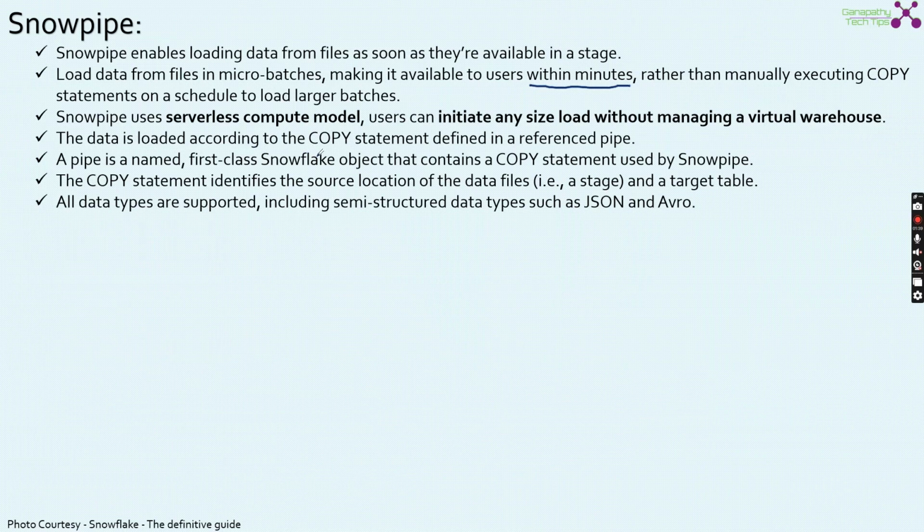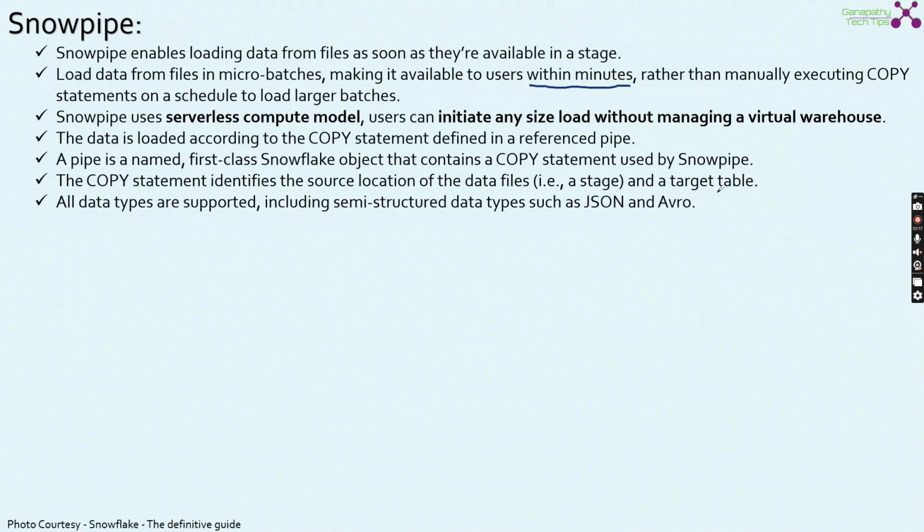The data is loaded according to the COPY statement defined within the referenced pipe. So how the data loading happens is based on the COPY statement which we provide within the Snowpipe. A pipe is a named first-class Snowflake object that contains a COPY statement used by Snowpipe. The COPY statement identifies the source location of the data files, that is a stage, and the target table. So we provide the source location and the target table in the COPY statement of the Snowpipe, so that it will take the data and load it into the target table.